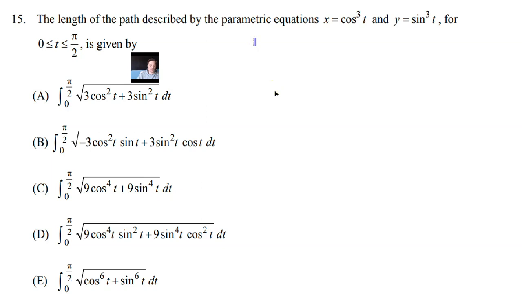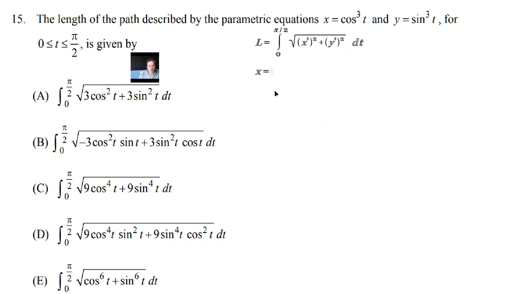Let's just remind ourselves of the formula. L is the definite integral that goes from 0 to pi over 2, what's given there. And then the setup is this one: you take x prime, the derivative with respect to t, and square it, plus y prime squared, under a square root, and then you write dt. You need to make use of this formula for the length of a parametrically defined curve.